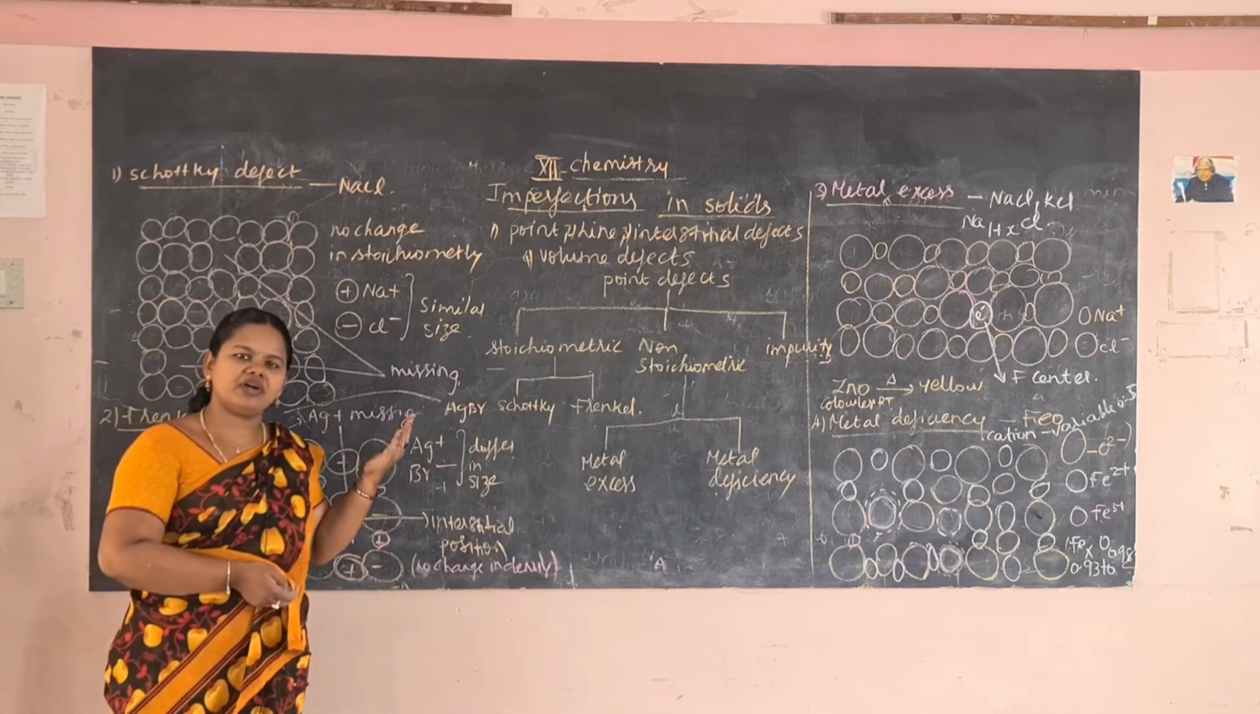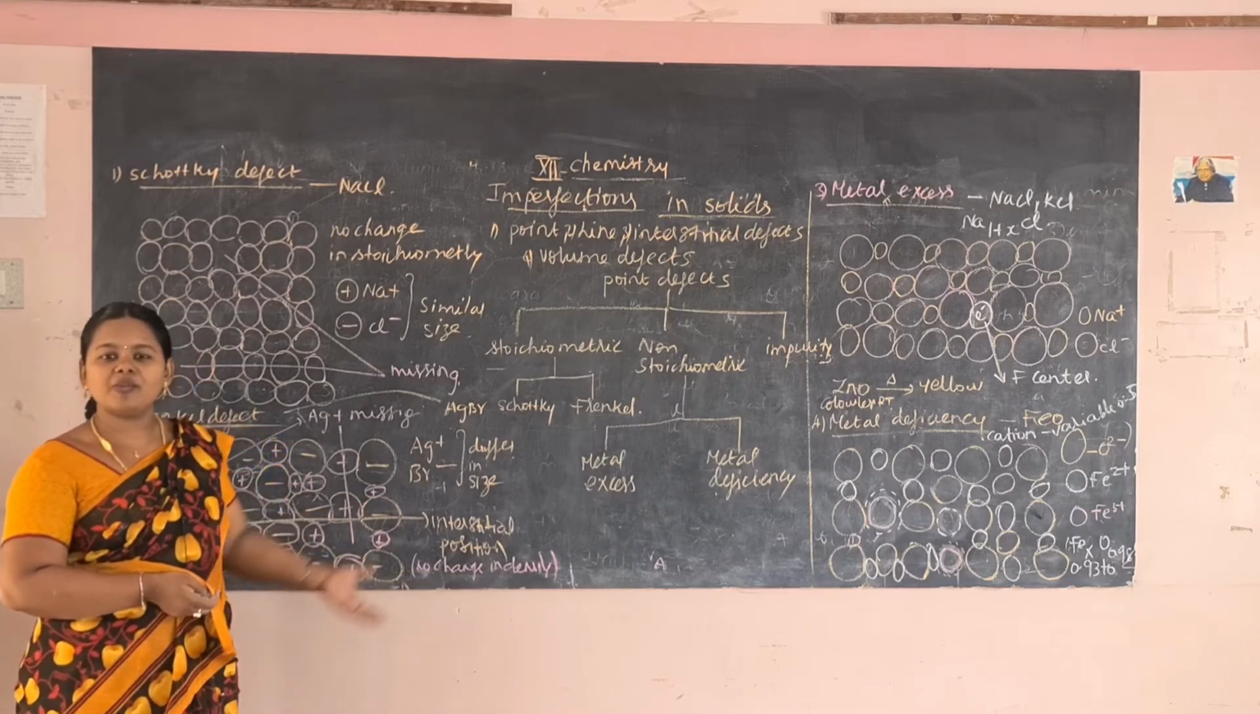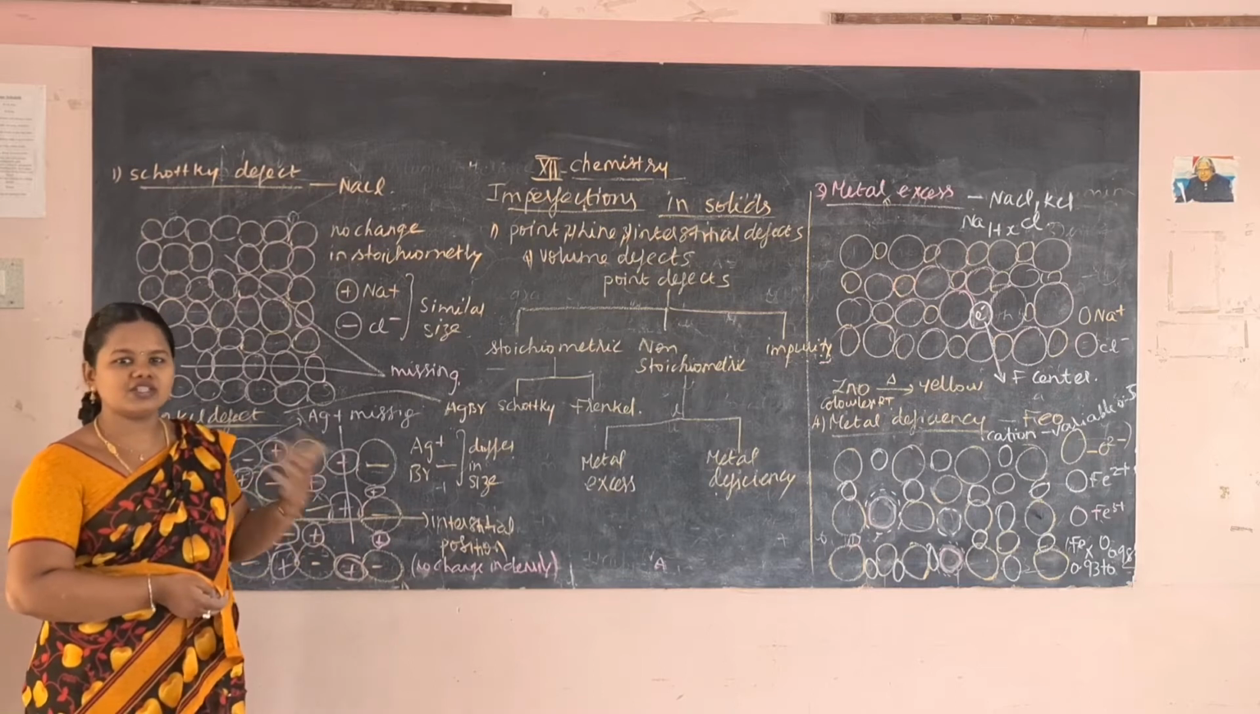When the number of cations is equal to the number of anions, or the number of reactants is equal to the number of products, then it is known as stoichiometry.